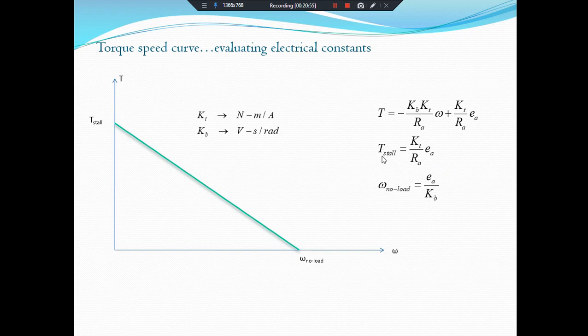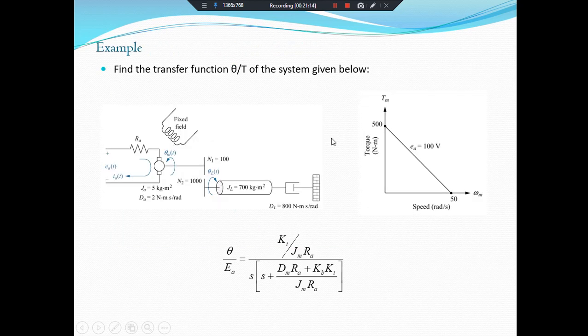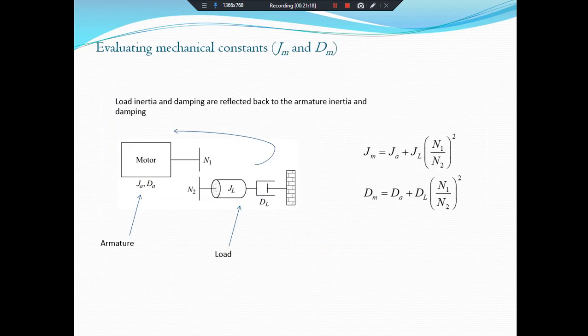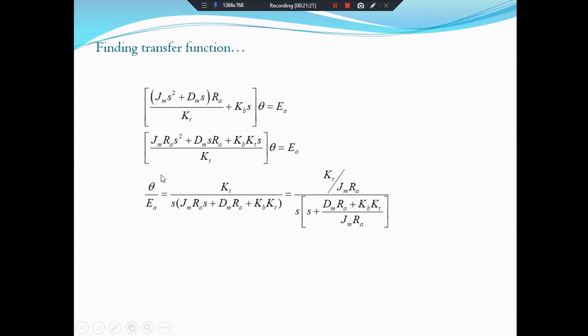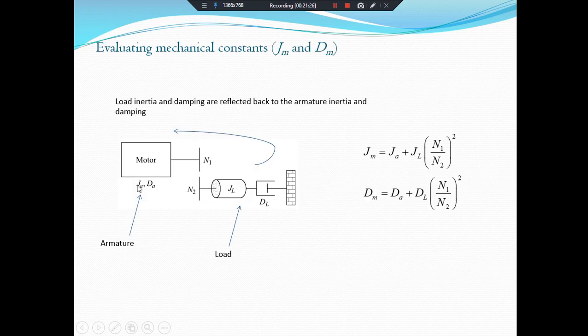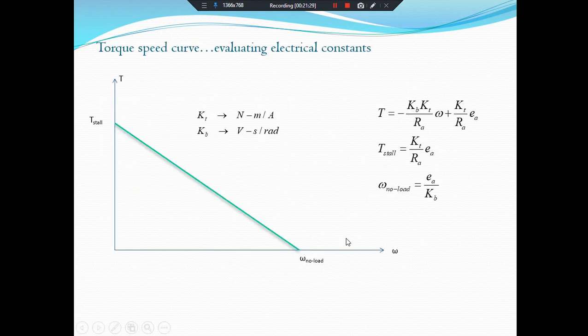T stall, I will repeat again. T stall we get by putting omega 0 in this equation, and omega no load we get by putting T equal to 0 in this equation. These are two equations we get from the torque speed relation. Now, basically there are two important relations in an electromechanical system. One is this transfer function, the other is the constants KT and KB. The values of KT and KB can be found from the T stall and omega no load equations.